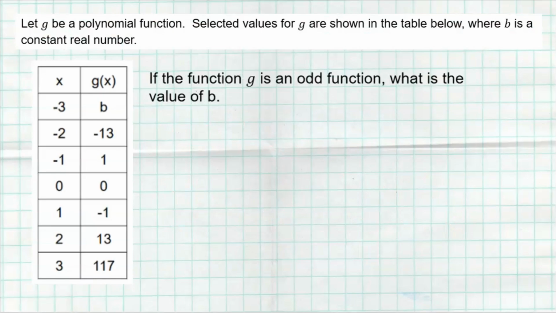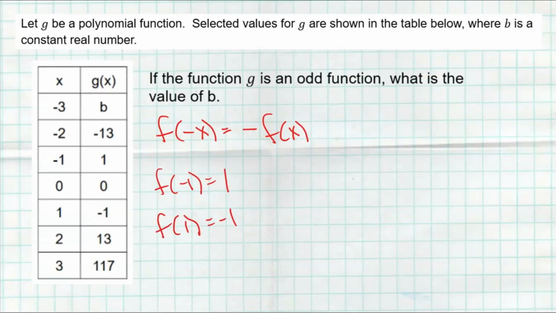Now, the final question says, if it's an odd function, what is the value of b? Now, remember, the definition of an odd function is when you plug in -x, you get the opposite of when you plug in +x. The examples we already showed using -1 and 1 actually do show this. When we plug in -1, we get 1, and when we plug in +1, we get -1. So notice they're opposites. These outputs are opposite.